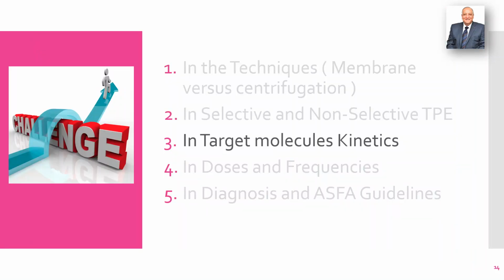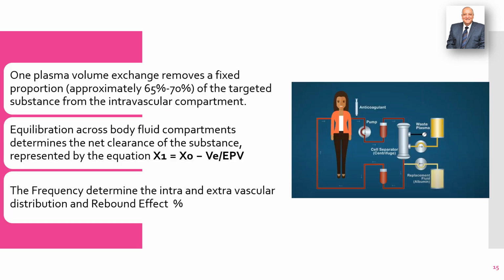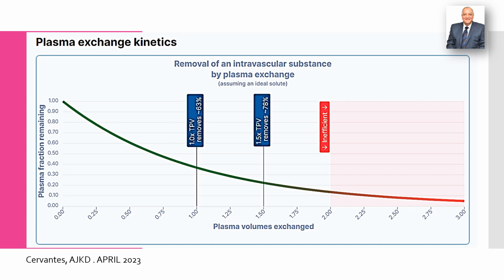Prescription of plasma exchange is mainly defined by the target molecules, their kinetics in circulation, and their half-life. As a general principle, one plasma volume exchange removes a fixed proportion of around 60 to 70% of the target, while equilibration across the body fluid compartments determines the net clearance of such substances. The decision on frequency is determined by the intra- and extravascular distribution and the rebound effect. As a general principle, 1.5 plasma volume exchange is required. More plasma volume exchange is of no significant value and more costly.